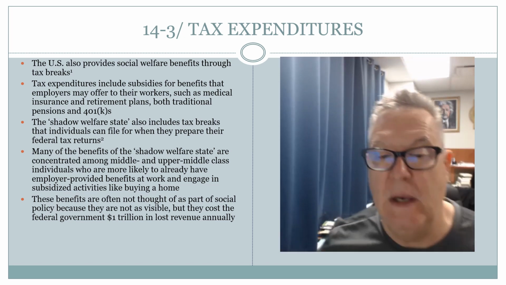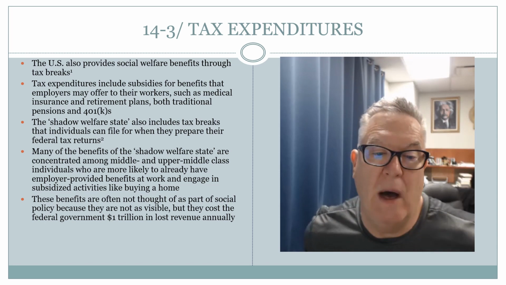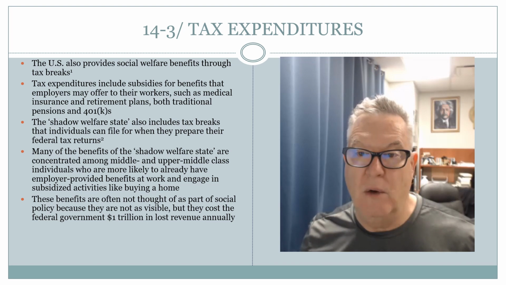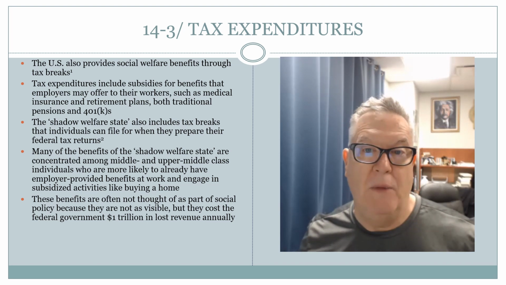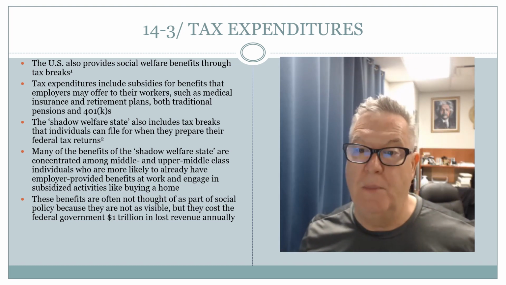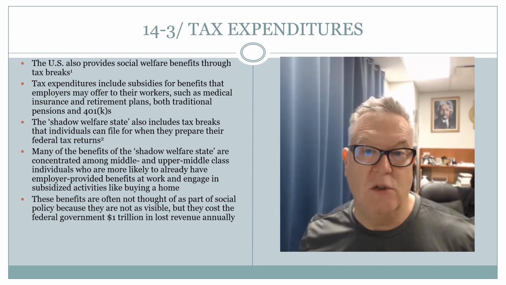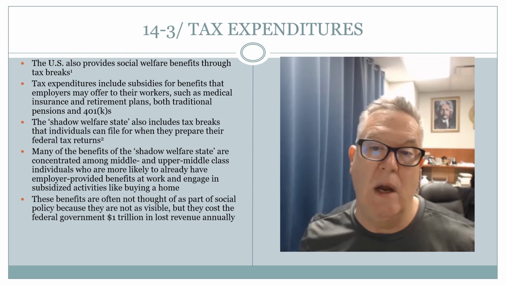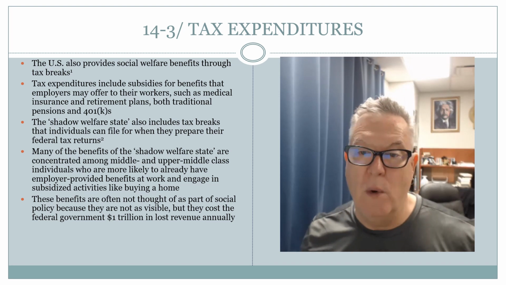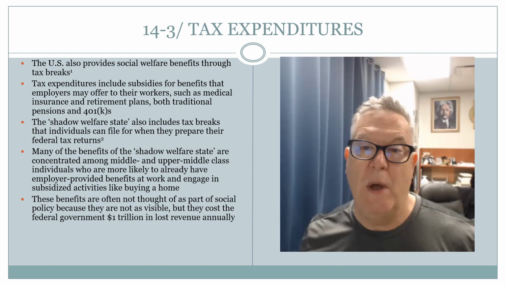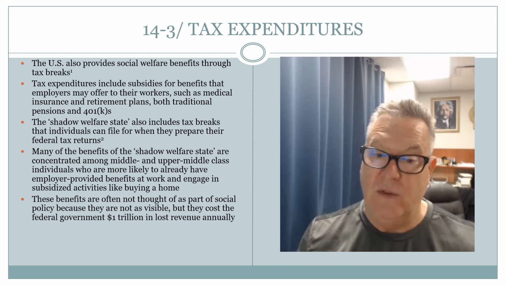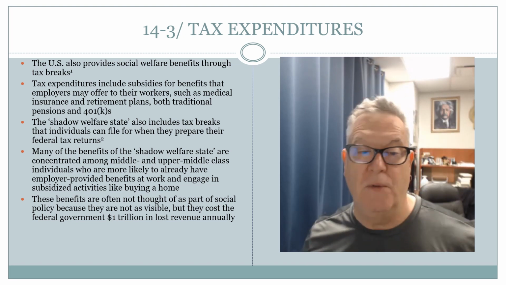The shadow welfare state includes tax breaks that individuals can file for when they prepare their tax returns. To illustrate, taxpayers can deduct from their income the amount they paid in home mortgage interest and in state and local taxes, up to a limit. There are also tax deductions for out-of-pocket medical expenses, child care, charitable contributions, and the like. These tax breaks lower the effective cost of home ownership, health insurance, child rearing, and other activities that the state views as things that we should be trying to make easier for people.